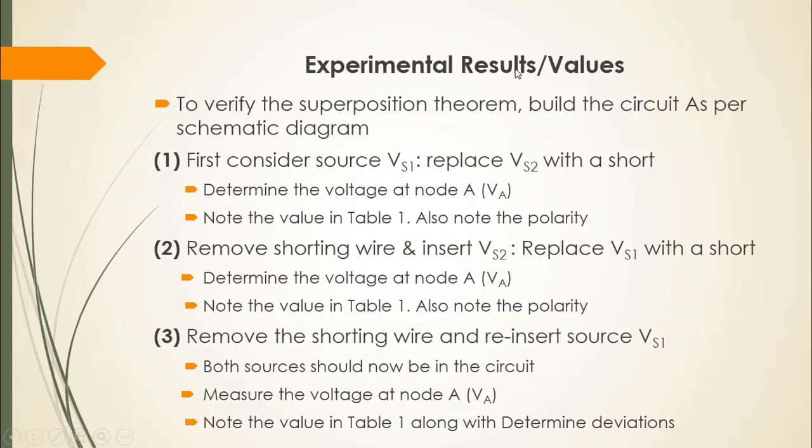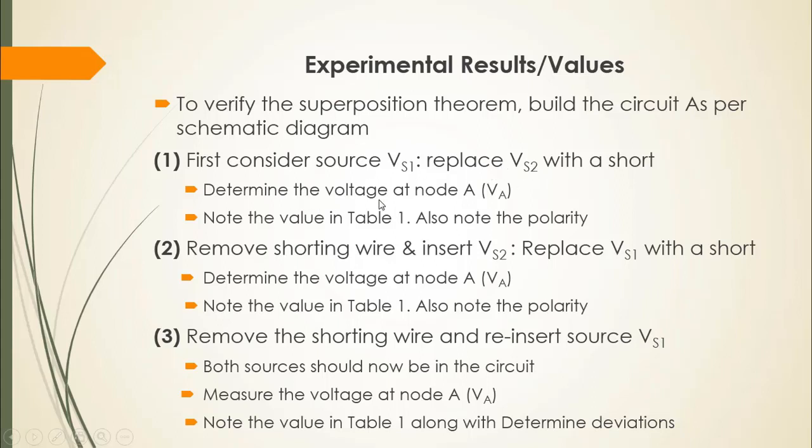For experimental values, we have to verify the superposition theorem. So first of all, we have to build the circuit as per the schematic diagram. Now, considering VS1, we have to replace VS2 with a short, means connecting wires will be used to short R3 with R2 resistance.